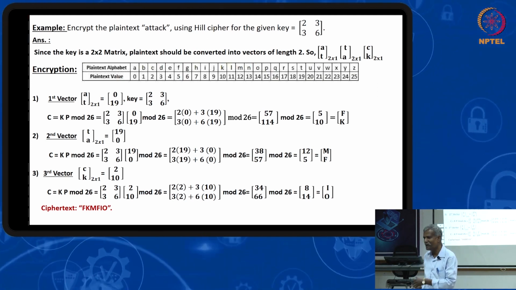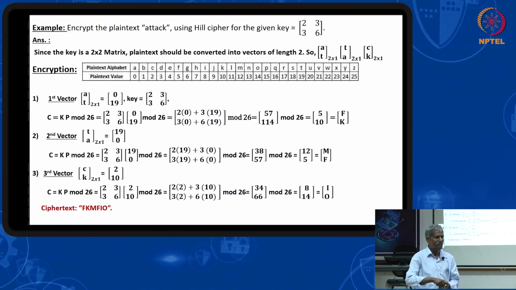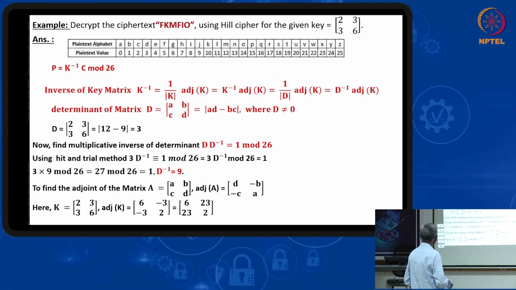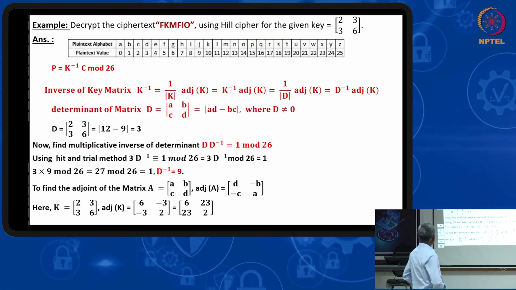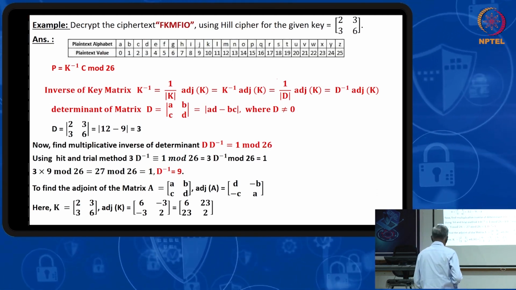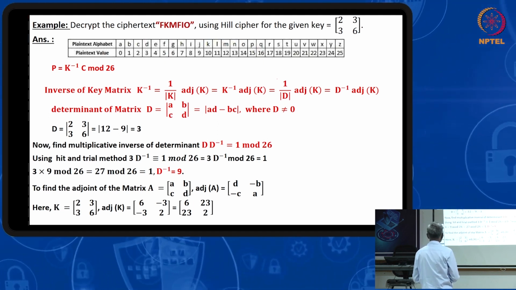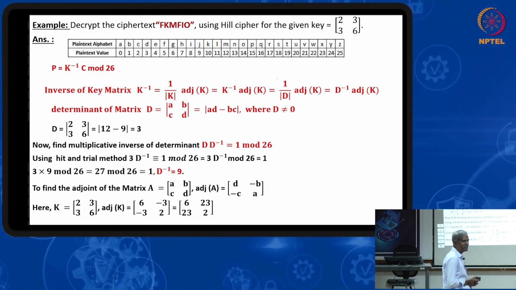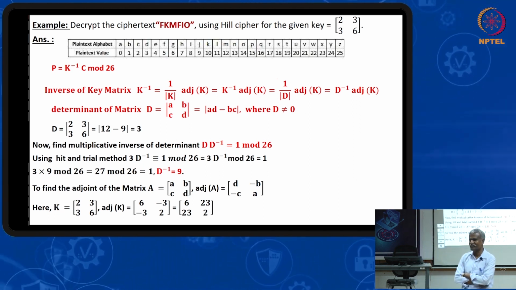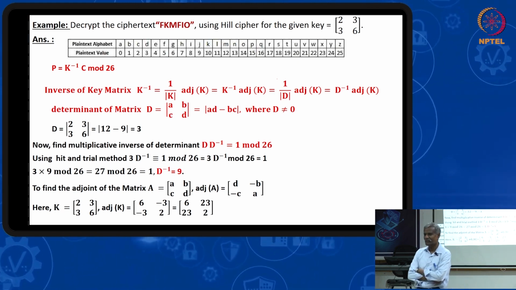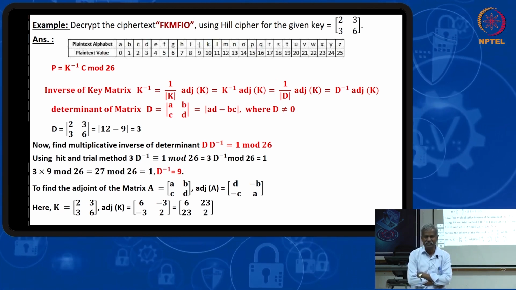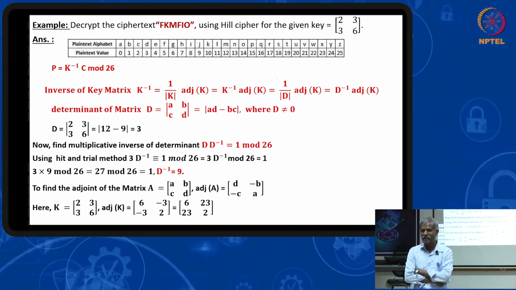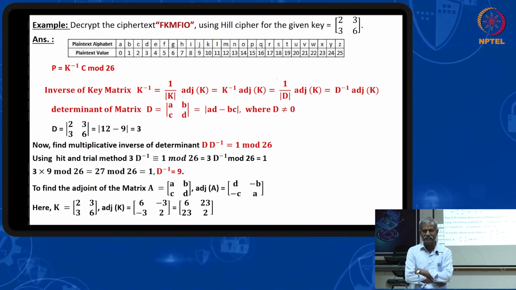Now we have to convert the ciphertext into plain text. We have to do inverse. For doing this, P equals K inverse C mod 26. K inverse equals 1 by determinant K into adjoint K. This is the formula. You know the matrix inverse formula. What is the inverse of a matrix? Let us say matrix is A, 1 by determinant A into adjoint A.